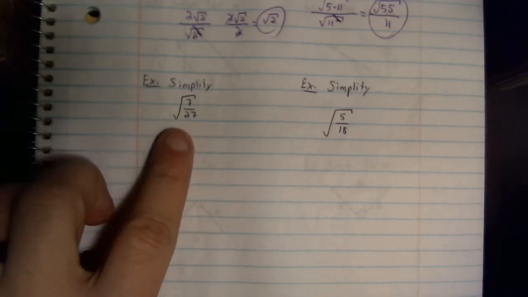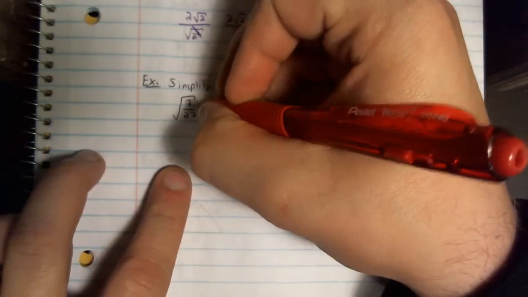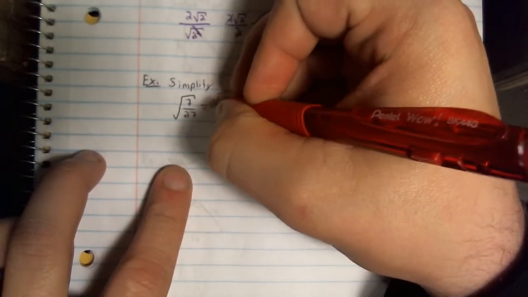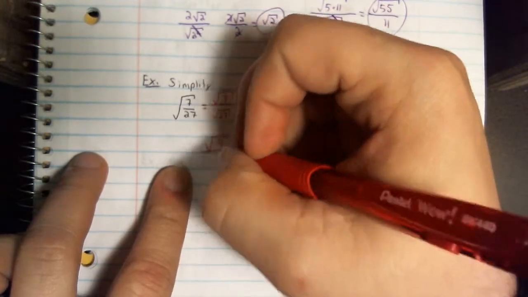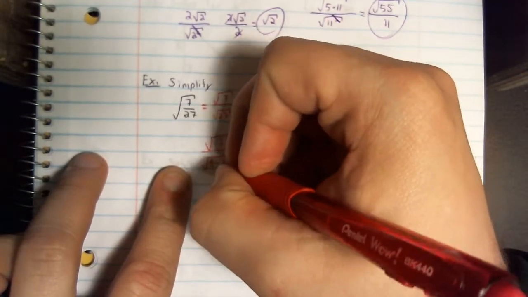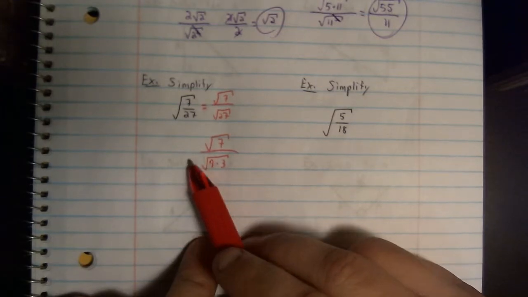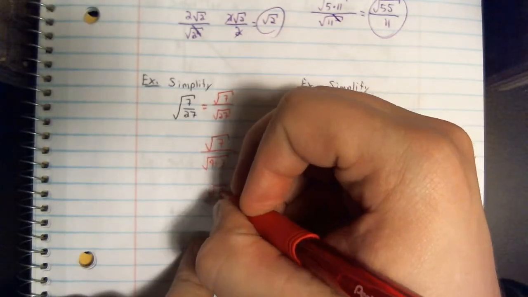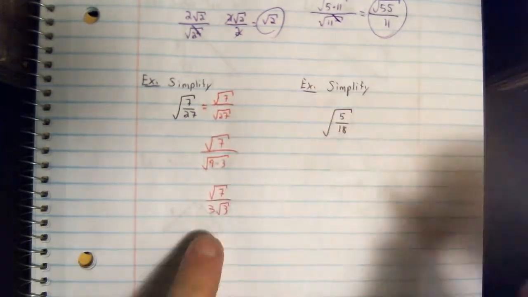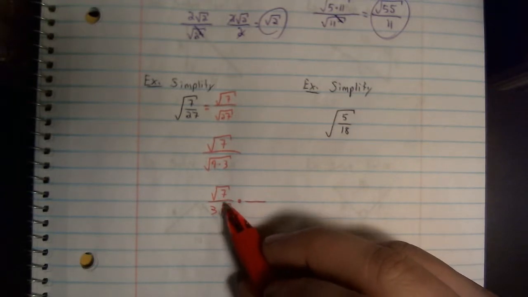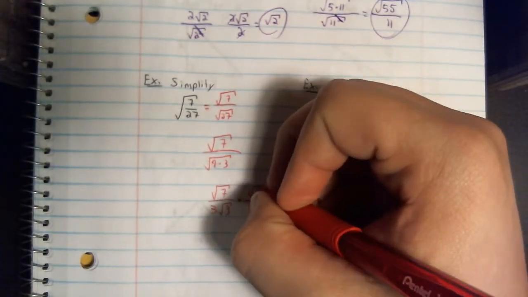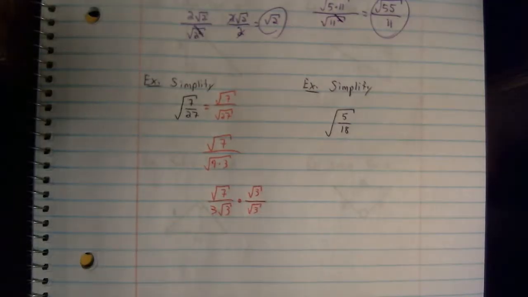Okay, let's check these out. I have root 7 over 27. I am going to break this up into smaller pieces, and then I need to think about numbers that multiply to 27. Well, I know that 9 times 3 works, and I know that the 9 is going to come out, so I have root 7 over 3 root 3. The question is, what do I want to multiply by to get rid of that root 3? I'm only going to multiply by that radical. So radical 3 over radical 3.